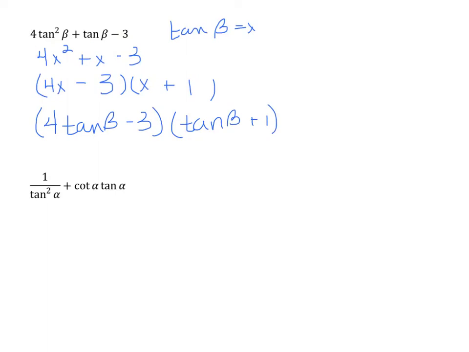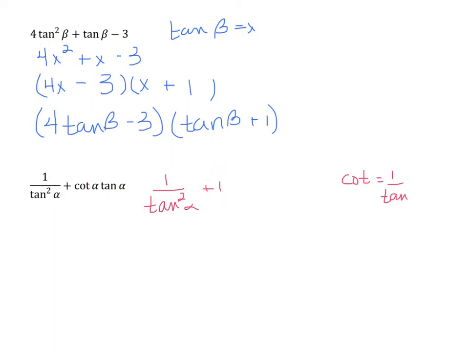Taking a look at the next one, some things should stand out pretty quickly. The first is that cotangent times tangent is equal to 1. So when I rewrite this, I might start with that. In case you're not sure about why that is true, remember that cotangent is equal to 1 over tangent. So the tangent of alpha times 1 over the tangent of alpha is equal to just 1.